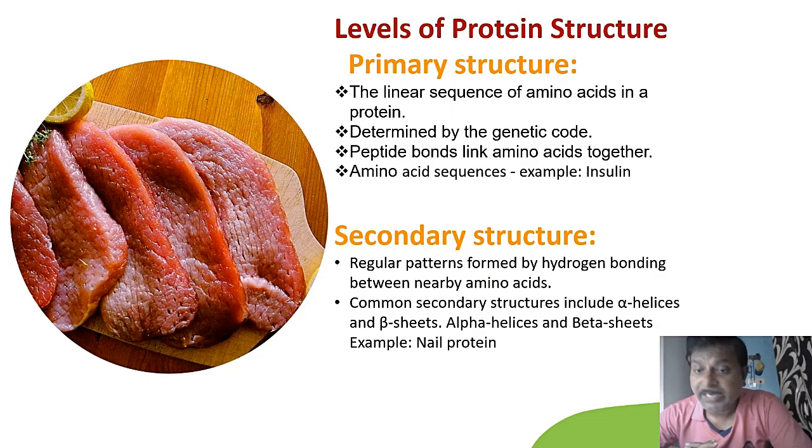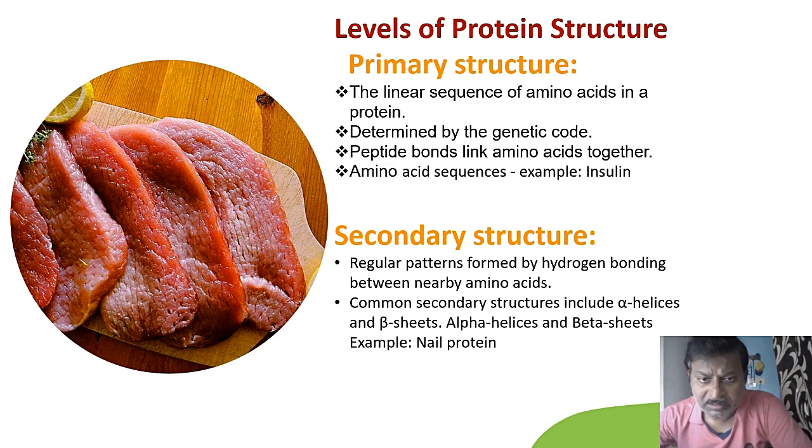Then come to secondary structure. This is the second level of organization, which is slightly more complicated than the simple primary structure. In the secondary structure of the protein, you can see that regular patterns are formed, some repetitions are formed, regular patterns are repeated. They are formed by hydrogen bonding, a chemical bond between two amino acids, between two groups. So it is formed by hydrogen bonding between nearby amino acids, sometimes between two functional groups of two adjacent amino acids. This common secondary structure is seen everywhere in proteins.